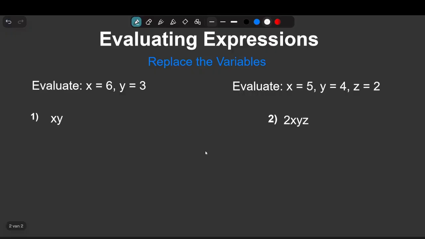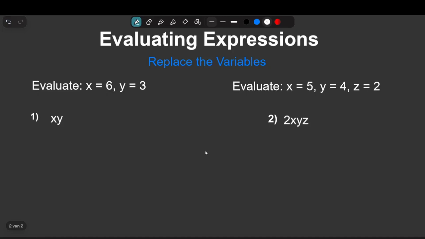Now, when we evaluate an expression, we find the value of the expression, so what it equals once we work through it. For example, we are going to evaluate the expressions when x equals 6 and y equals 3 for the first example, and for the second example we have x equals 5, y equals 4, and z equals 2.